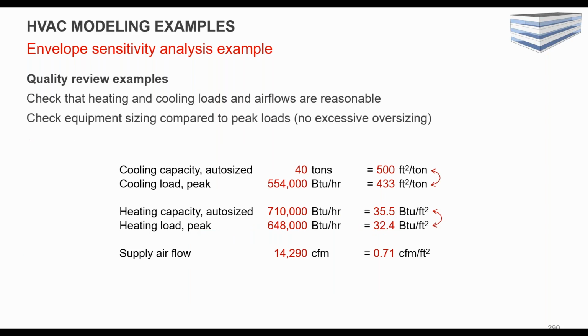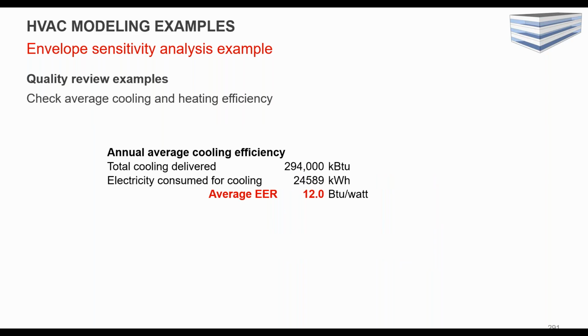And then do some checks on sizing of equipment. So you can do some benchmarks on this, like how many tons or how many square feet per ton, and BTU per square foot and CFM per square foot, to make sure those are in reasonable line with HVAC design. And then one other thing to do is to look at the average efficiency of your delivered cooling, for example.